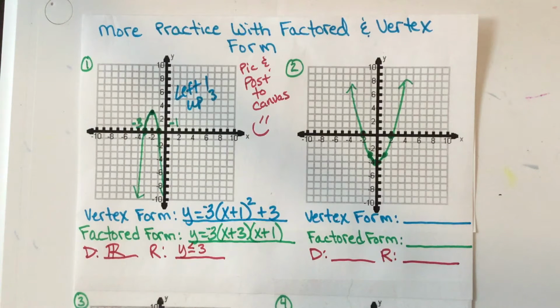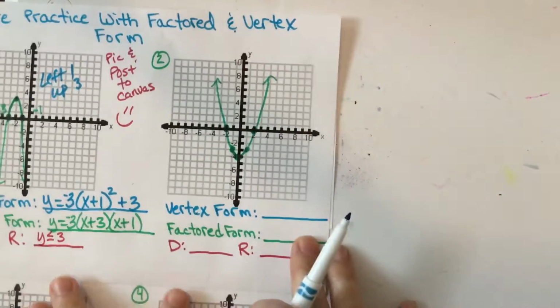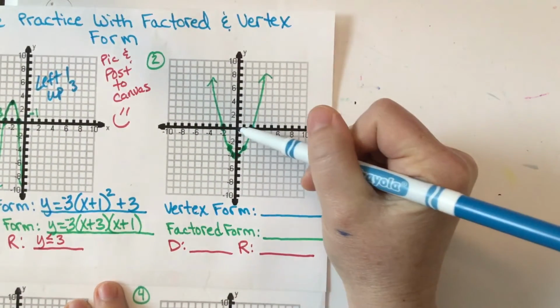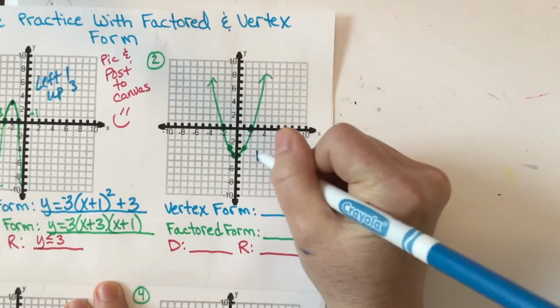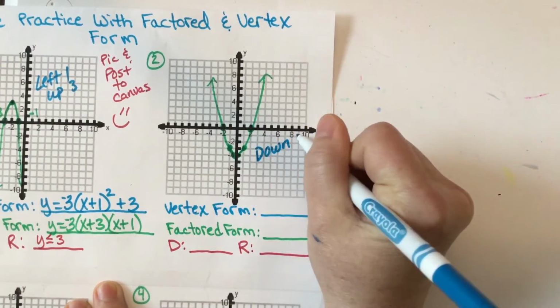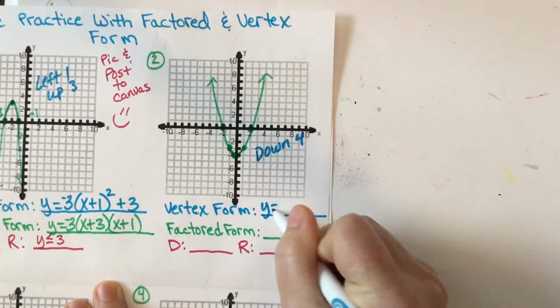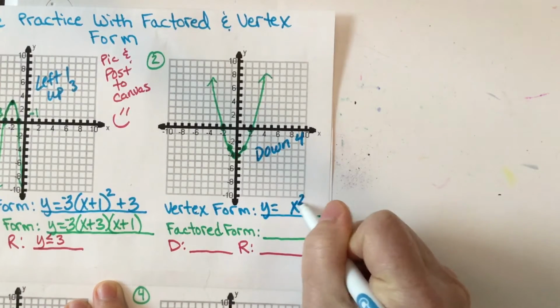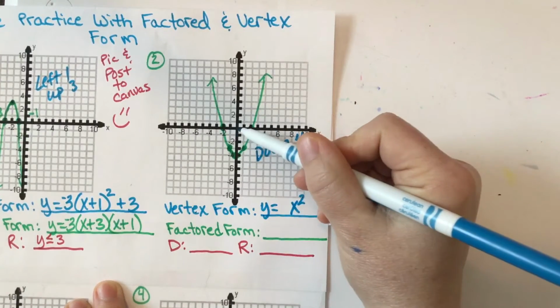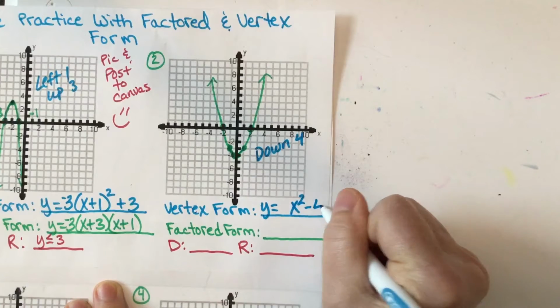All right, number 2. Vertex form. This vertex just went down 4. So since it did not go left or right, I will not have parentheses. I'll just have x squared. And then to make it go down 4, I'm going to need a -4 in the back.